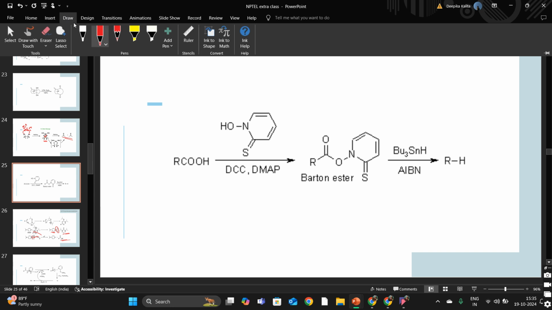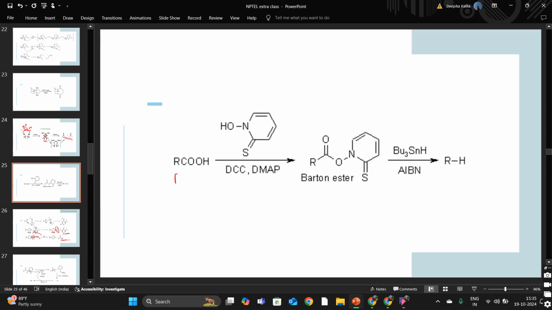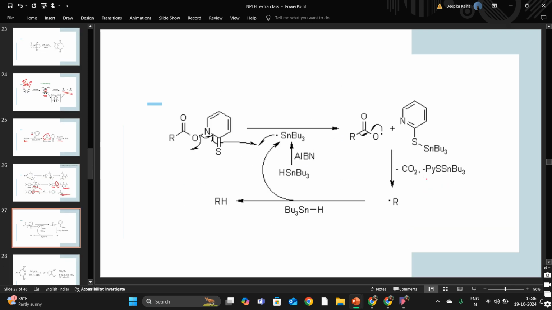Okay, like we saw, the RCO part from the carboxylic acid will link with this alcohol functionality to give us this Barton ester in the reaction. Now, this Barton ester is going to react with tributyl tin hydride in presence of AIBN. Let us see how this reaction takes place further.